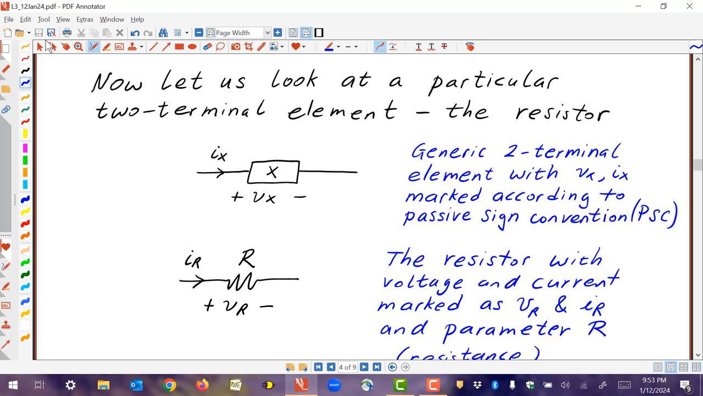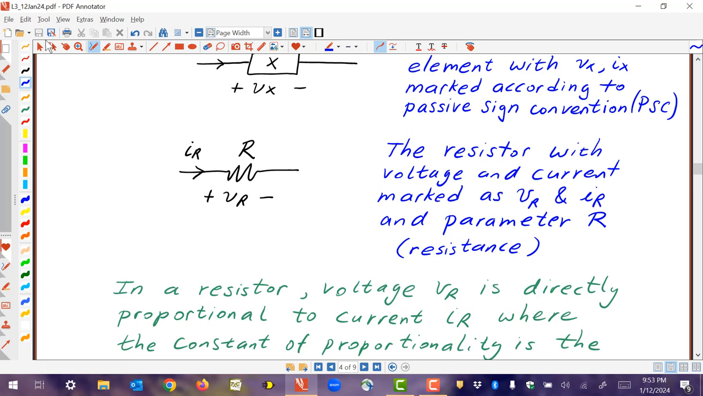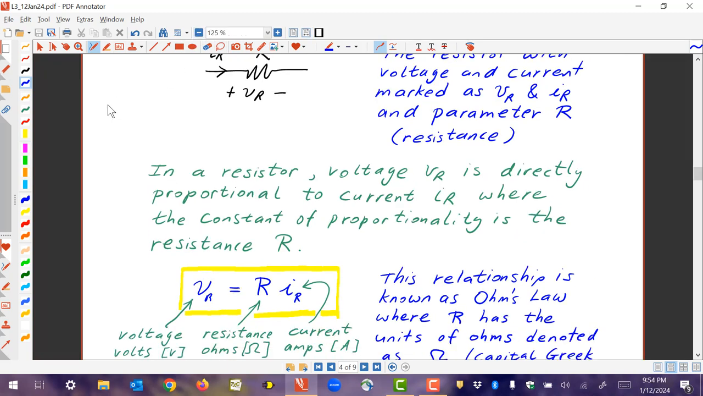Now, in this element, the resistor, the R is actually a parameter. So VR, IR are variables, voltage and current, whereas R is a parameter that characterizes the resistor, it's a property of the resistor, called the resistance. So what happens is in a resistor, the VR and IR, the voltage and current, are actually directly proportional. Voltage is directly proportional to the current, and the constant of proportionality is the resistance, R. And the expression that many of you probably already know is Ohm's law, V equals IR.